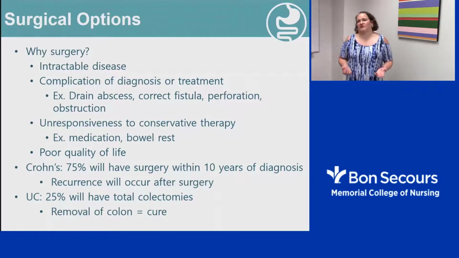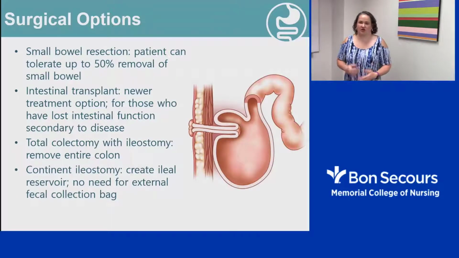Poor quality of life. Just to give you some stats, with Crohn's, 3/4 or 75% will have surgery within 10 years of diagnosis. And remember, surgery is not going to cure. They can have a recurrence. They will have a recurrence. Whereas with ulcerative colitis, 25% will have total colectomies, and removal of that colon is considered to be a cure.